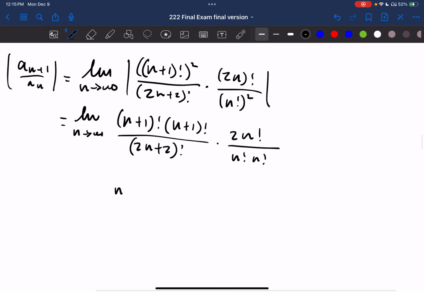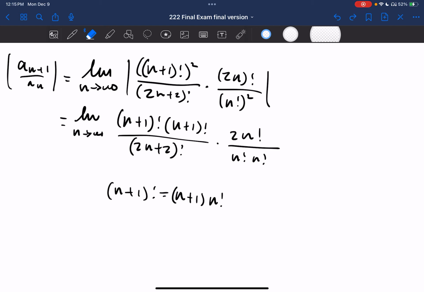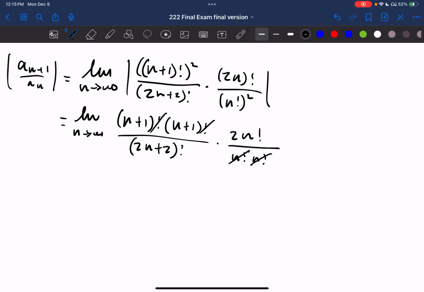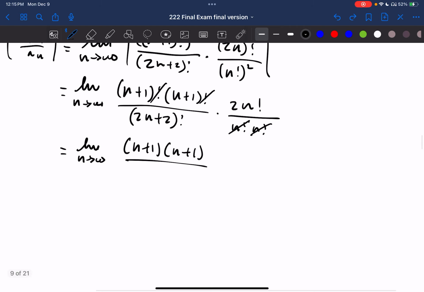Now we have to know that n plus 1 factorial is equal to n plus 1 times n factorial. So we can replace each one of these with this. Doing so, we can see that this and this will cancel with this factorial and this factorial. From there, this will be equal to the limit as n goes to infinity of n plus 1 times n plus 1 all over. This right here, we can pick off terms.